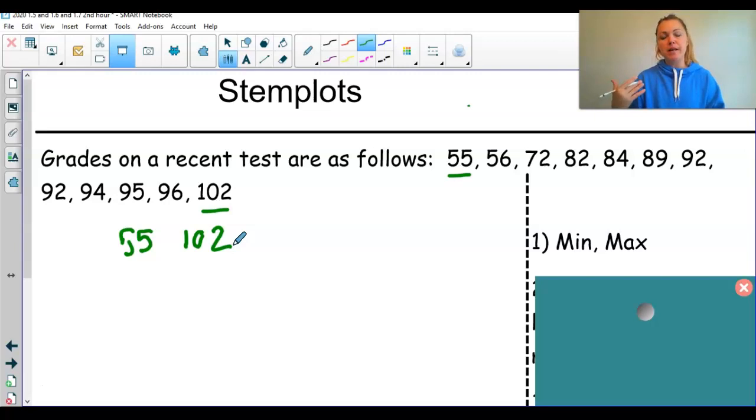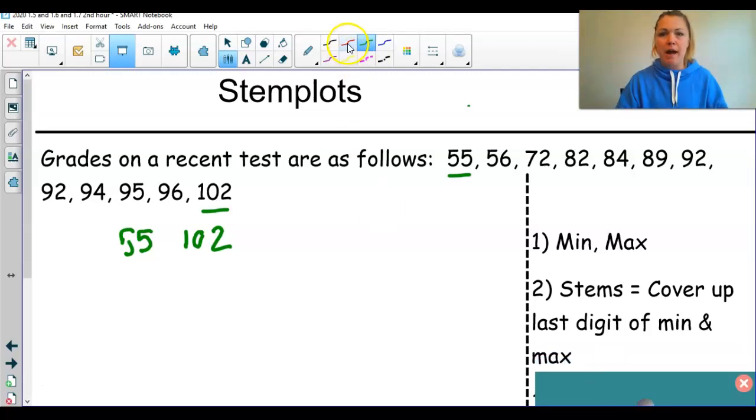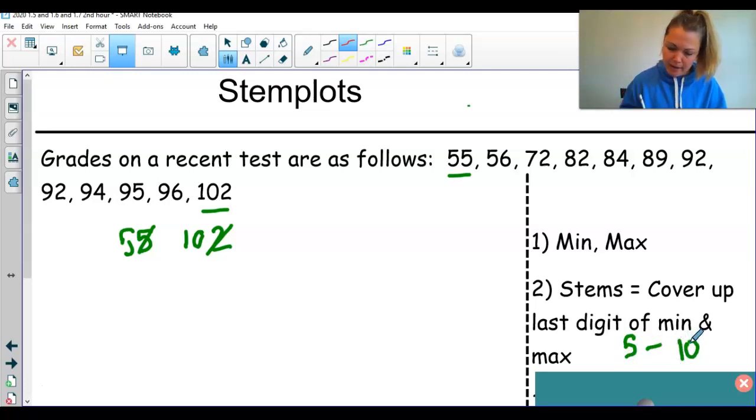Now what I wanna do from there is figure out what my stems should be. So that's step 2. In order to figure out your stems, you wanna cover up the last digit of your min and your max. So you can almost imagine we could cross it off here, right? If I crossed off my last digit, okay? Why did I do that? That's gonna tell us what our stems are. So our stems in this case are gonna go from 5 to 10. And my pen's a little delayed, so forgive me, okay? So from 5 to 10.